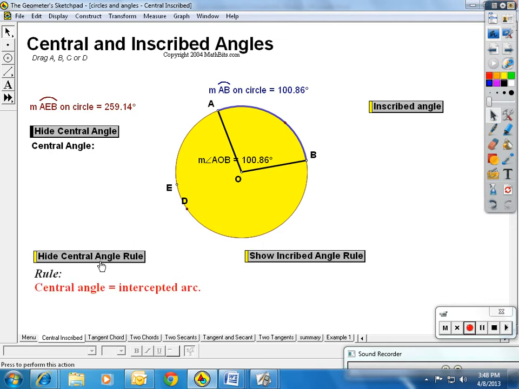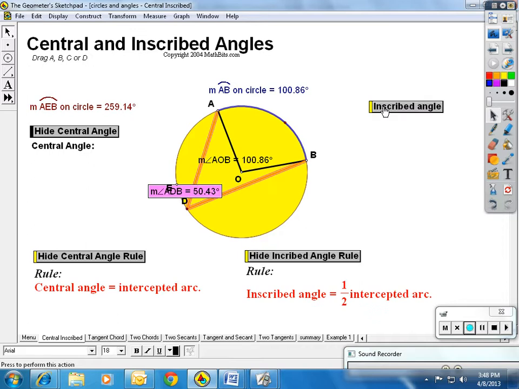So let's move on to inscribed. We've already looked at inscribed angles as well. Inscribed angle is 1/2 the intercepted arc. So here's my inscribed angle, 50. It's just half of the central angle that shares the same arc of 100.86, so it's cutting that in half. Okay? So central is the same. Inscribed angle, where the angle vertex is right on the circle, is 1/2.